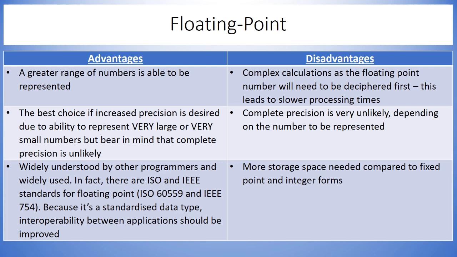But the disadvantages: complex calculations, as the floating point number needs to be deciphered first, leading to slower processing times. Complete precision is unlikely, depending on the number that we want to represent. And you need more storage space compared to fixed point and integer forms.